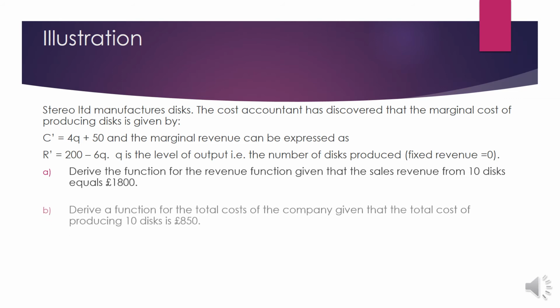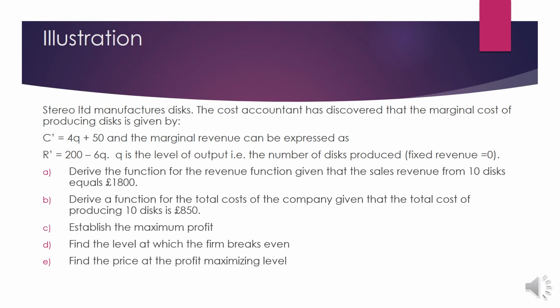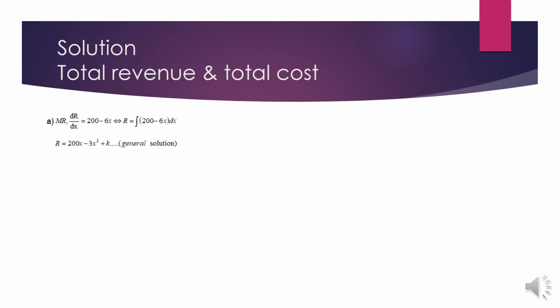That's A. B, derive the cost function in this company given that the total cost of producing 10 discs is 850. C, establish the maximum profit. Find the level at which the firm breaks even. Find the price at the profit maximizing level. That's an illustration. That's a problem we want to solve. Solution.